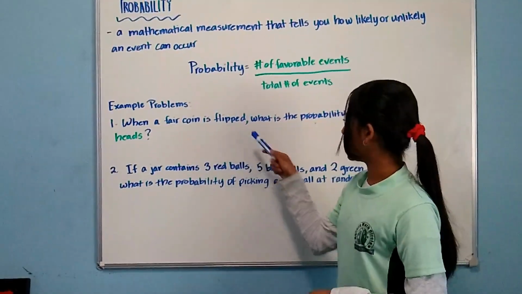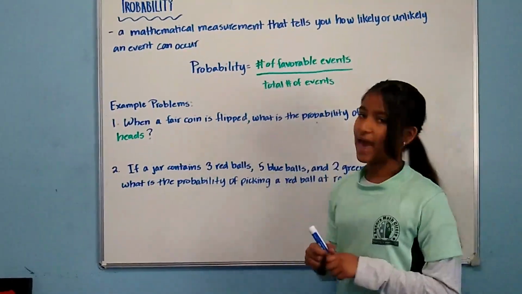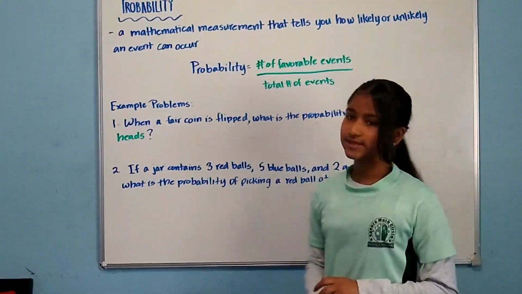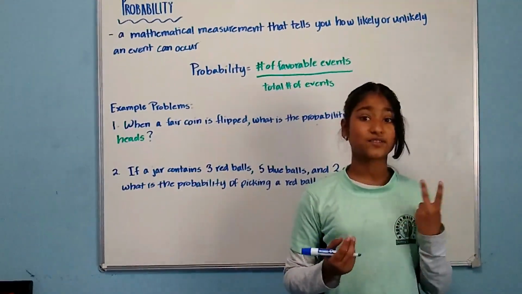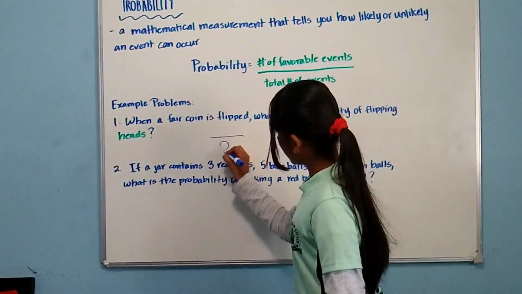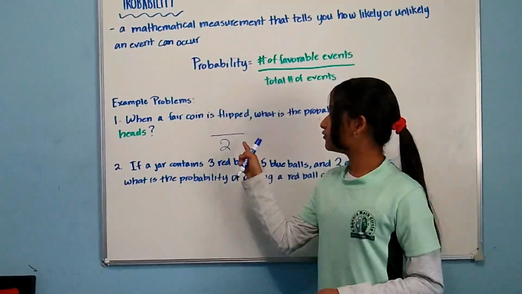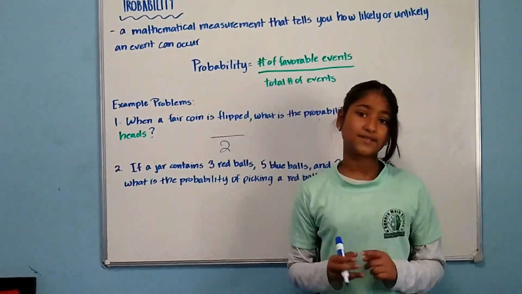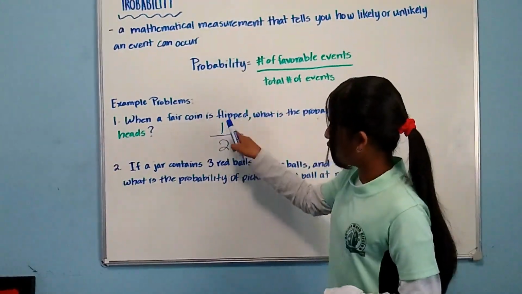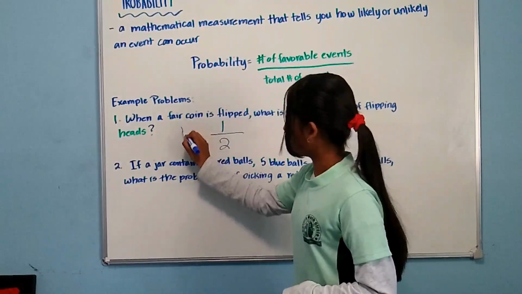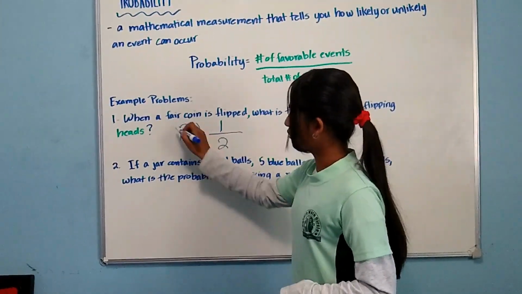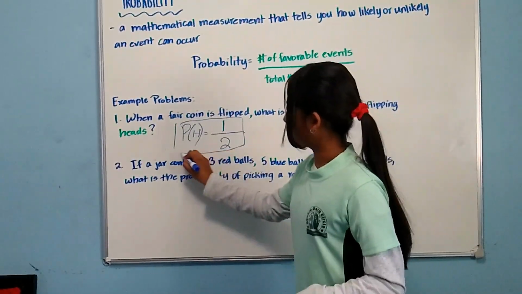When a fair coin is flipped, what is the probability of flipping heads? Well, we know that the denominator has to be the total number of events. And a fair coin has two sides, heads and tails. So we know that our denominator has to be 2. Out of those two outcomes, heads is only one of the outcomes. So the probability of getting heads is 1 over 2. So P of heads, this is how you would write it, is equal to 1 over 2.